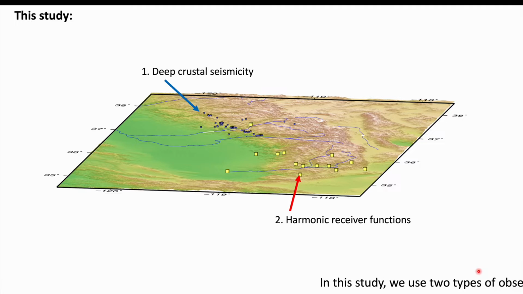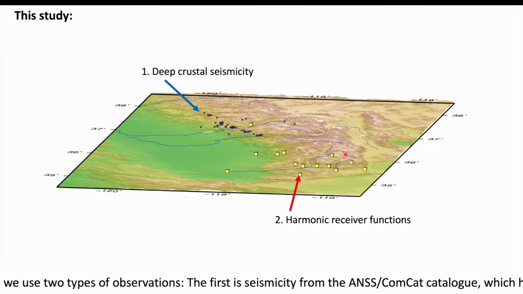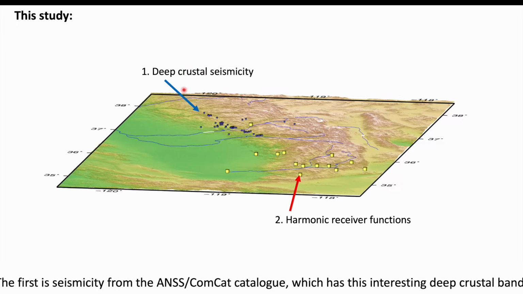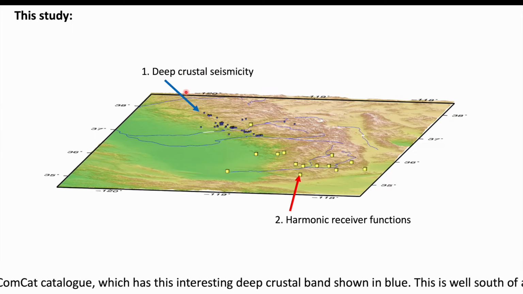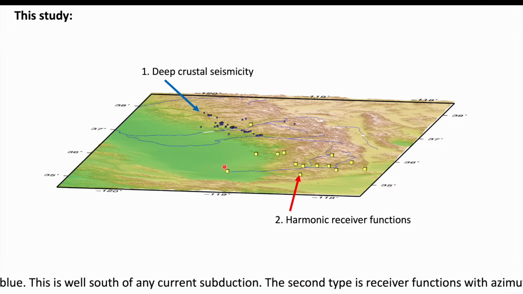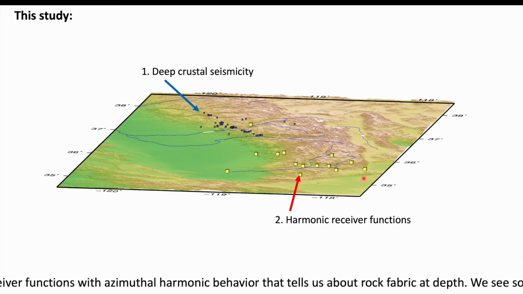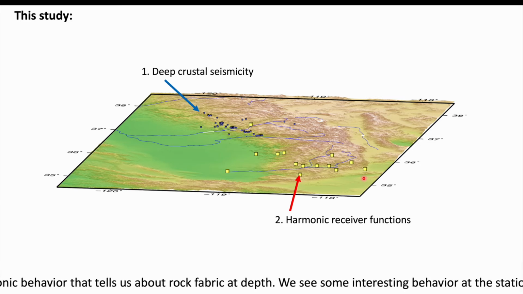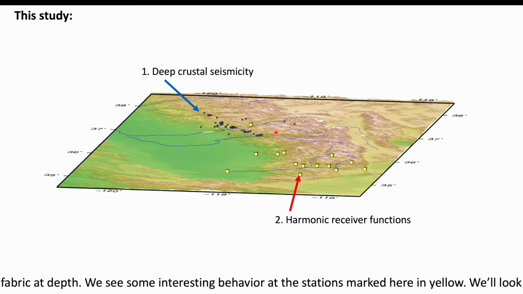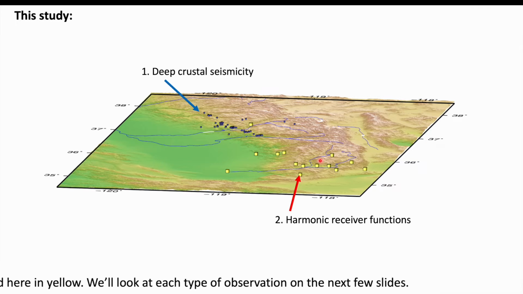In this study, we use two types of observations. The first is seismicity from the ANSS catalog, which has this interesting deep crustal band shown in blue. This is well south of any current subduction. The second type is receiver functions with azimuthal harmonic behavior that tells us about rock fabric at depth. We see some interesting behavior at the stations marked here in yellow. We'll look at each type of observation on the next few slides.